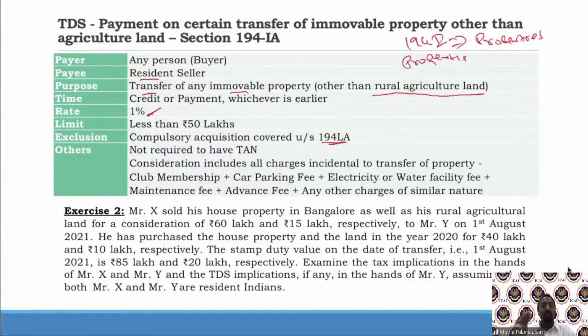Government says you will have to give it to me. You don't have an option. So for that compulsory acquisition, there is a separate section which is discussed in 194LA. As far as here it goes, it is only relating to transfer of immovable property other than this compulsory acquisition.